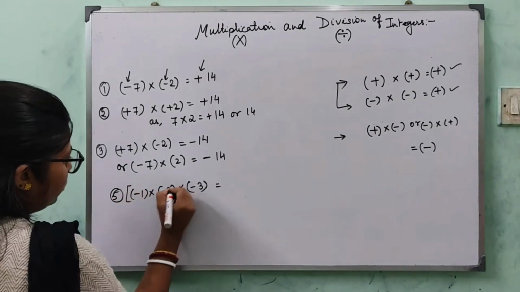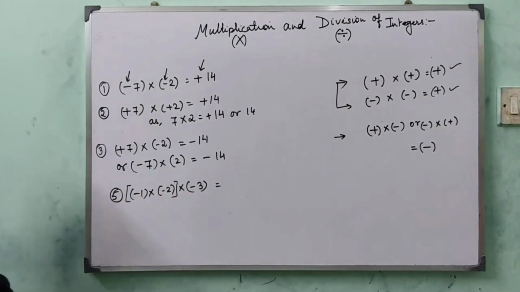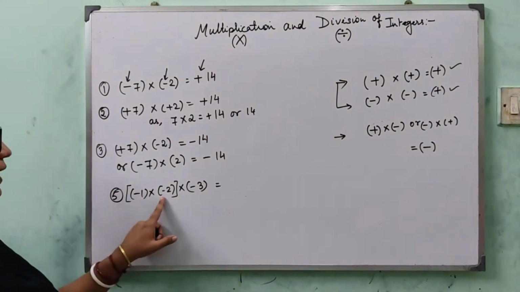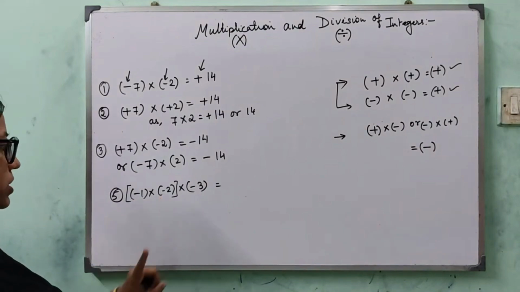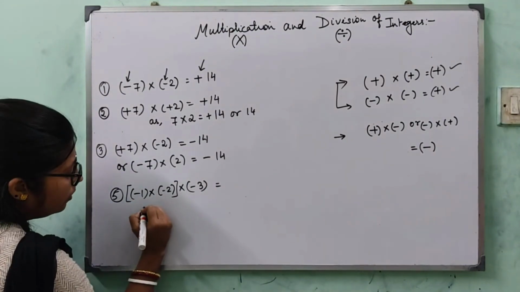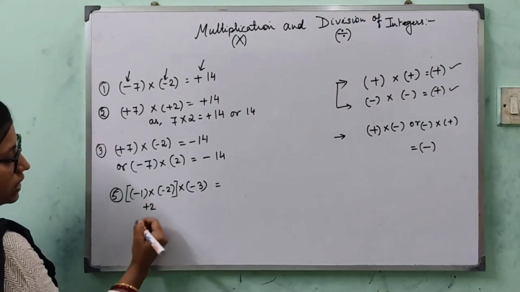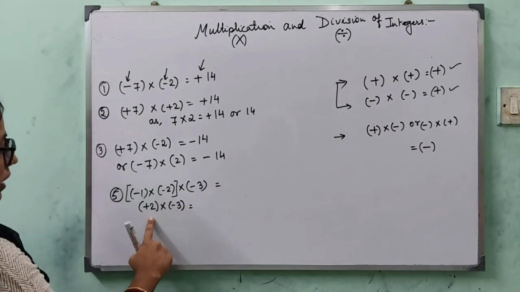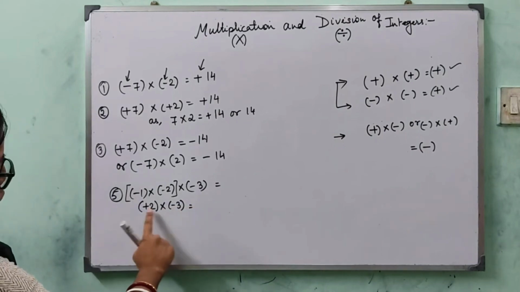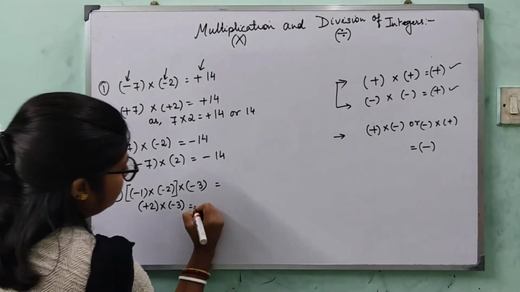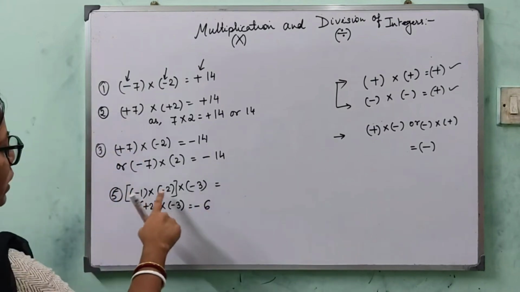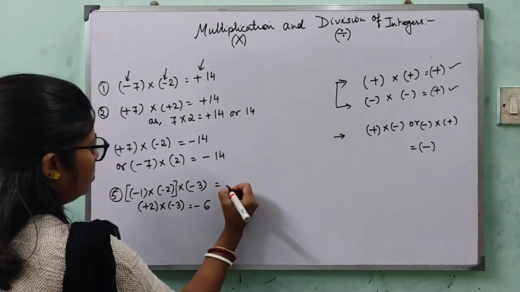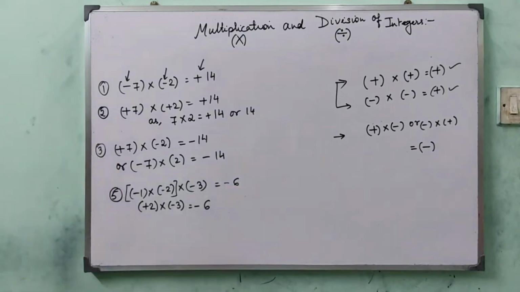So first I will find the product of these two. What is minus 1 into minus 2? The product of two negative integers has a positive sign, so that is equal to plus 2. So minus 1 into minus 2 is plus 2. Then plus 2 into minus 3: here the product of one positive and one negative is minus 6. That means minus 1 into minus 2 into minus 3 is equal to minus 6.